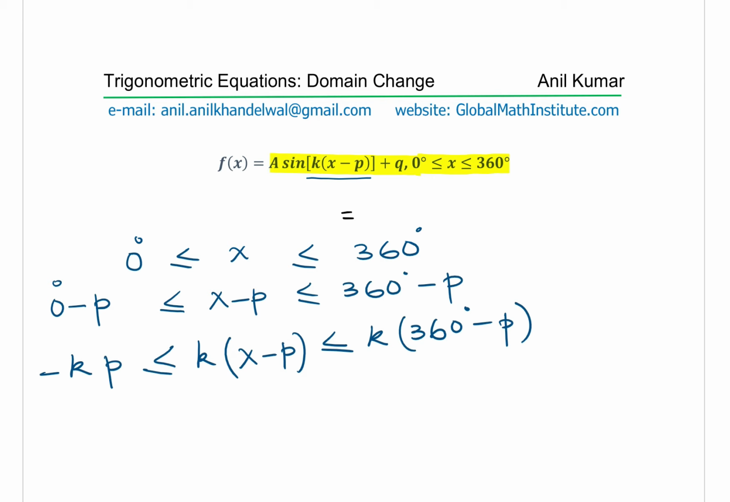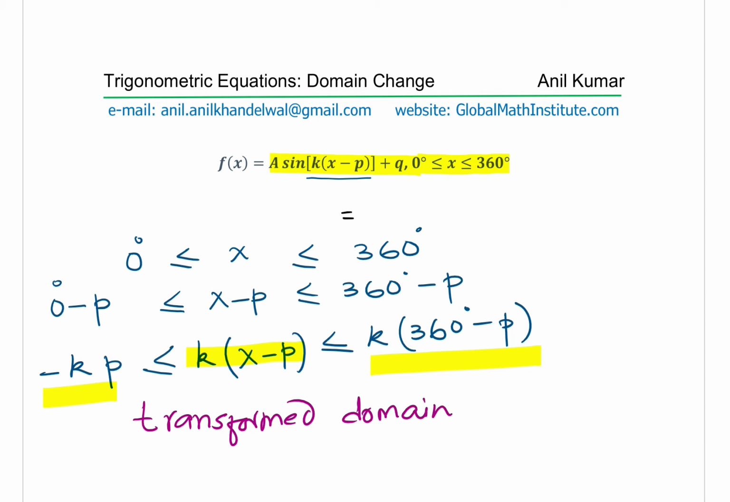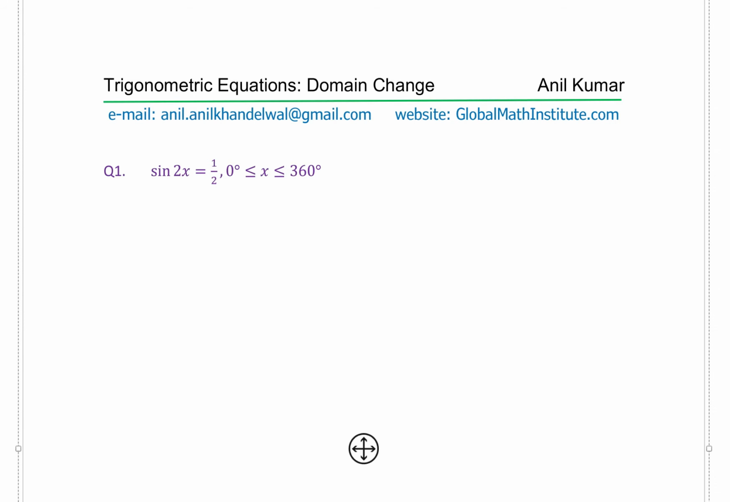So basically, we need to work out all the possible solutions whenever k times x minus p is given to us as an argument within these 2 limits. You get the idea. So that is the kind of domain which we'll say is the transformed domain for our given question, correct? So that is the concept. Let's take up the first example, and in this case we'll further try to understand this.